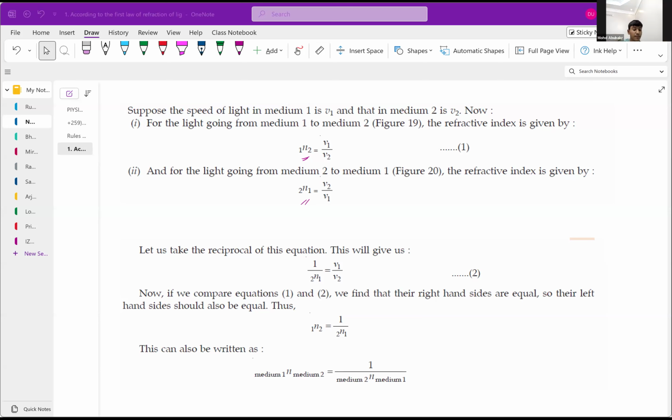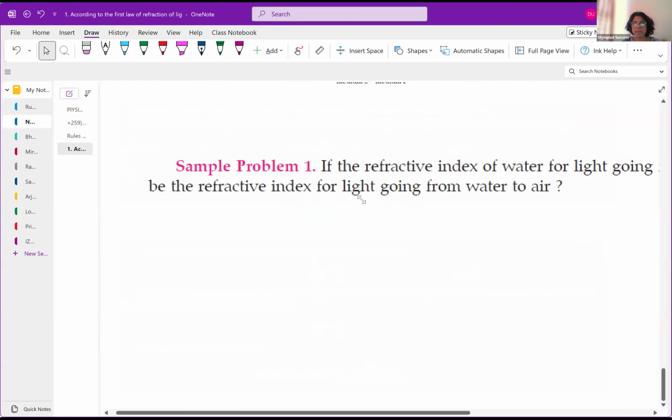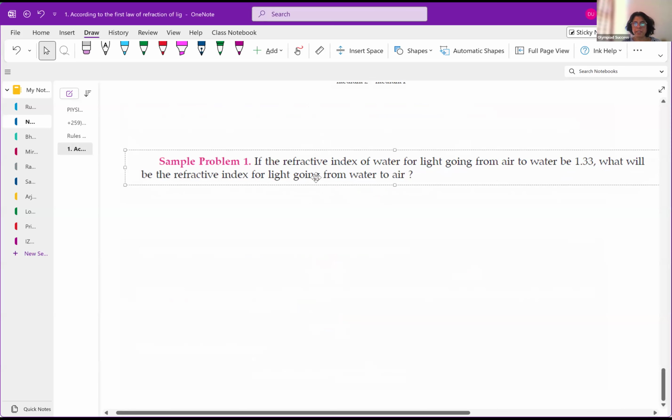Done, ma'am. Try this question. If the refractive index of water for light going from air to water is 1.33, what will be the refractive index for light going from water to air?